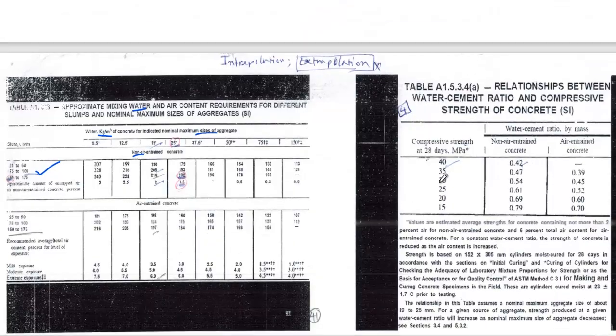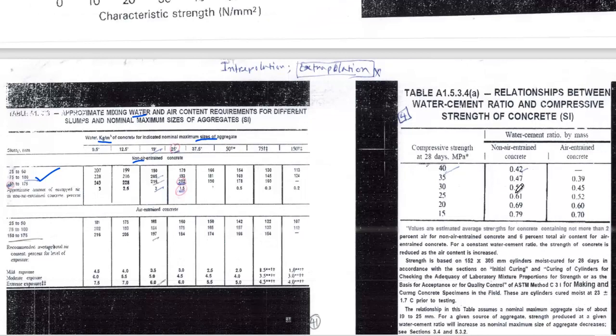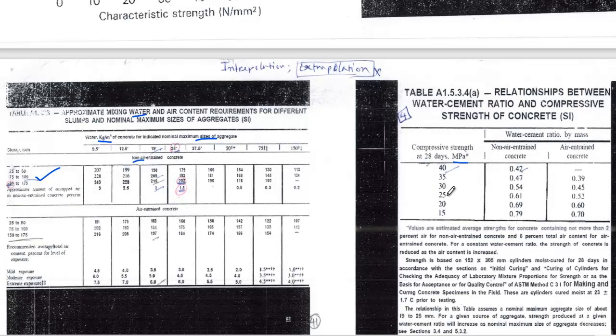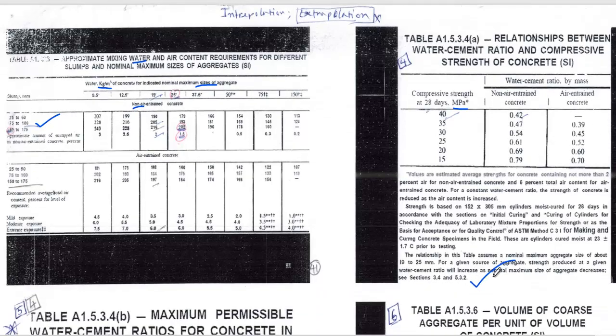Here you can see the water cement ratio. Suppose this is the amount of strength in megapascal. Whichever strength you are going to design, you can think of it and then decide. So it is non-air entrained or air entrained, and based on that you can decide. There are some short notes you can read as well, but for a preliminary case you just try to follow this instruction.